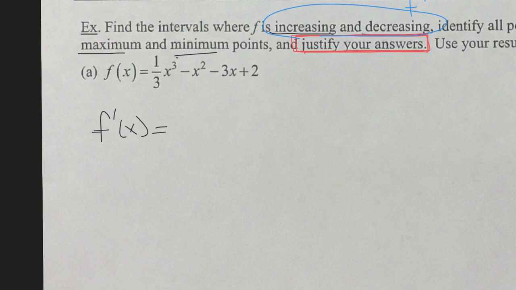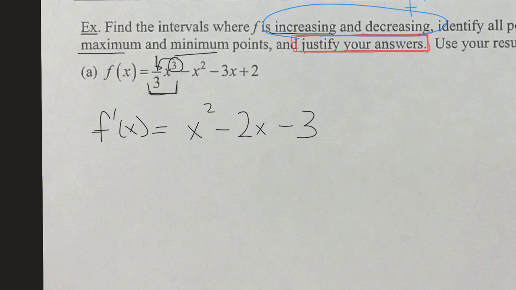So 1/3 of x to the third. We bring the 3 to the front. 3 times 1/3 is 1. So the derivative of 1/3 x cubed is just x squared. The derivative of x squared is 2x, and the derivative of 3x is 3. So we have a derivative function of x squared minus 2x minus 3.